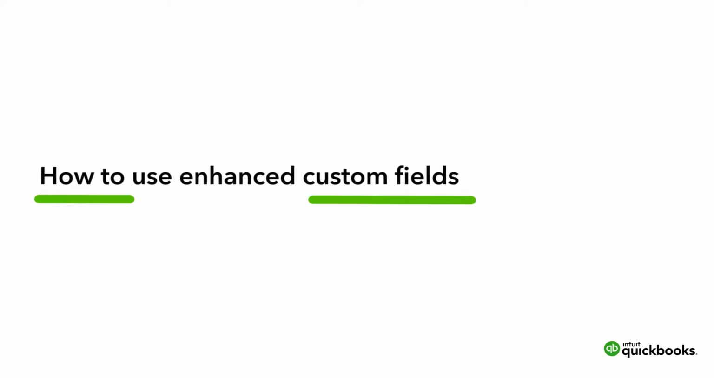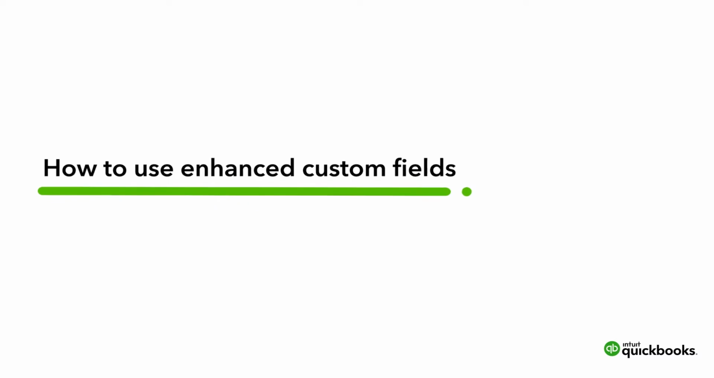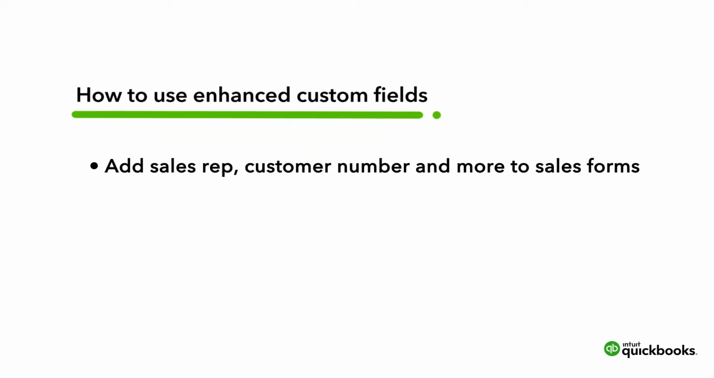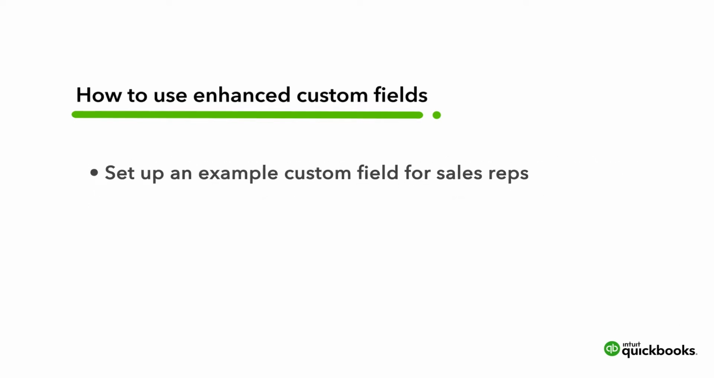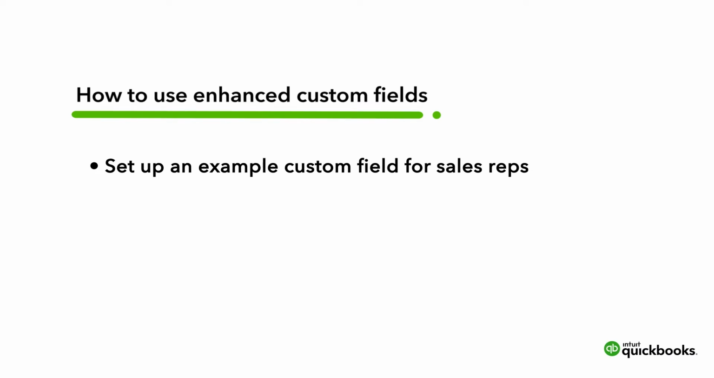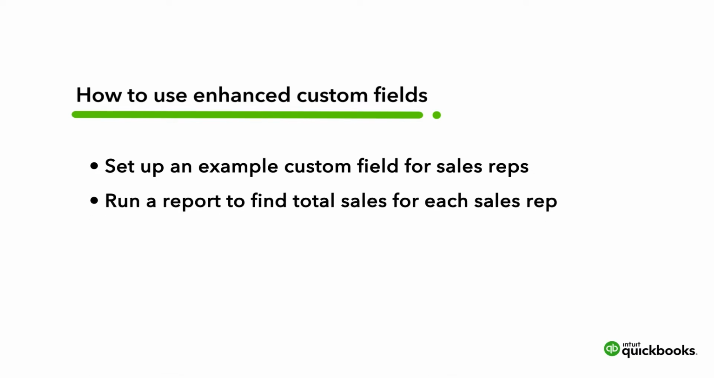You can use enhanced custom fields in QuickBooks Online Advanced to track anything you want, such as the sales rep responsible for the sale, customer number, or the beginning and ending dates of work on a job. You can also set up these custom fields for customer and supplier records, as well as for transactions. As an example, we will go over setting up sales reps and then show you how to run a report to find the total sales for each sales rep.